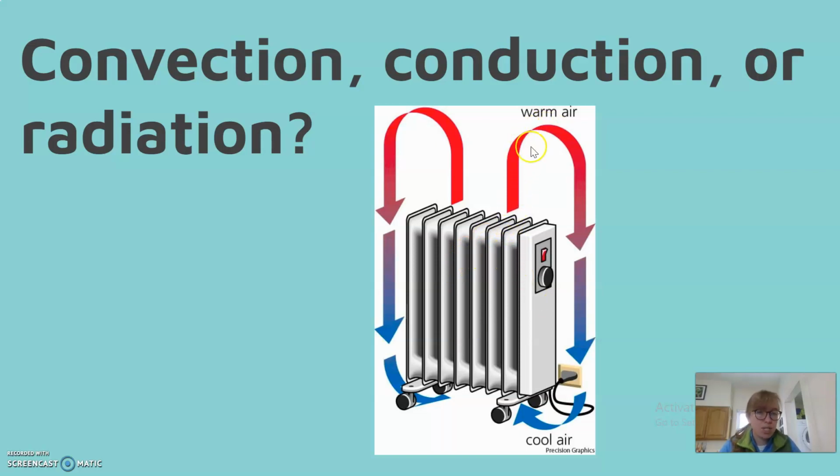But then also you can see that warm air is circulating. Oh, these arrows are actually going backwards. But either way, warm air is circulating. So that's an example of convection as well.